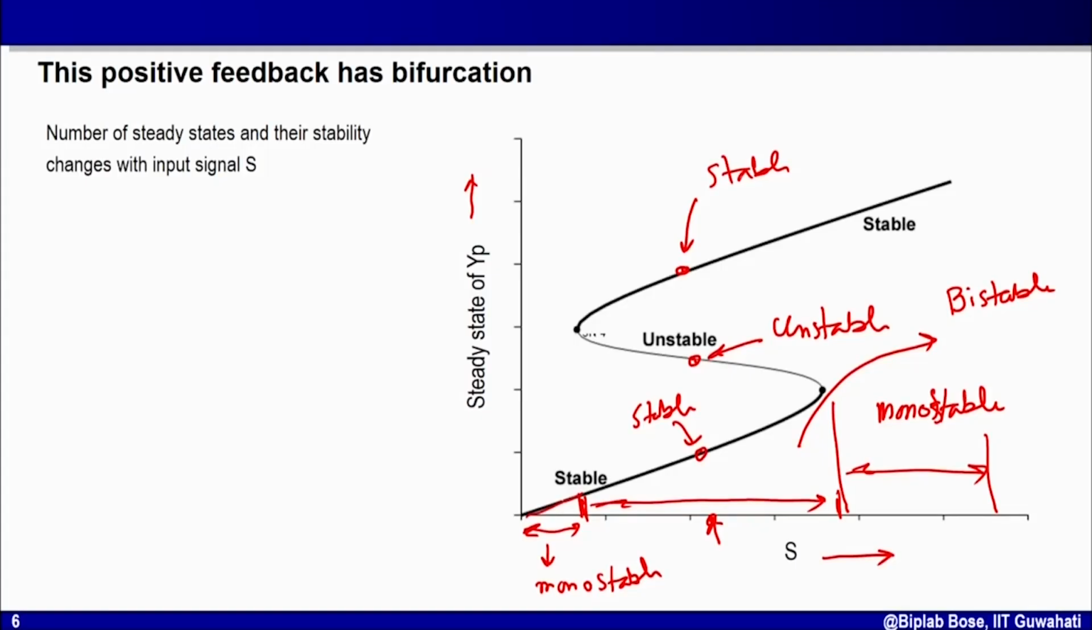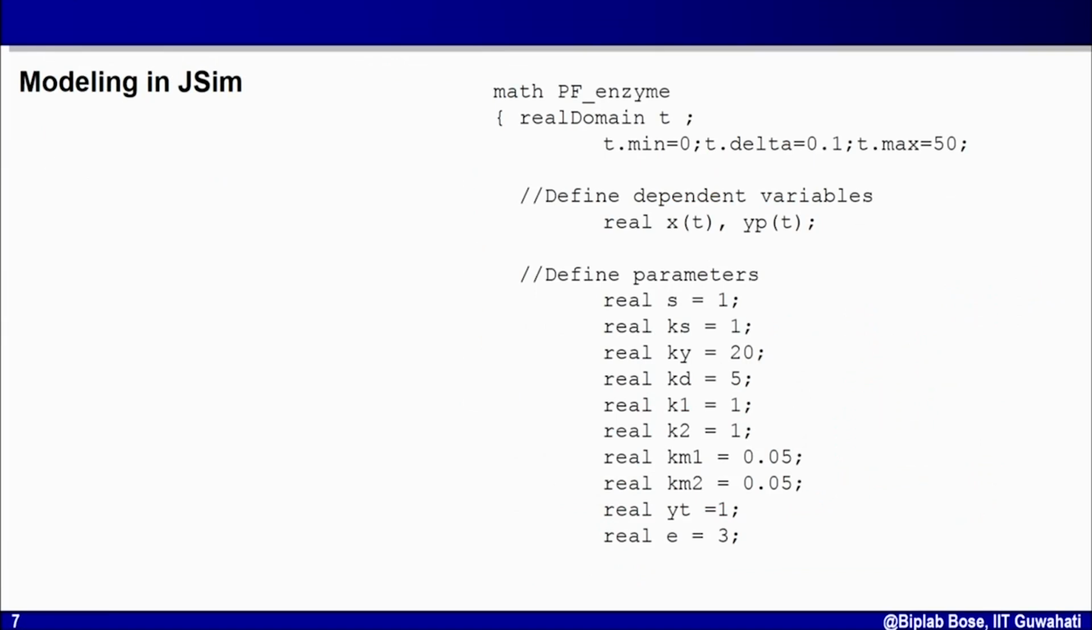So remember, this system has bistability. So let us numerically simulate this system. I will use JSIM again, and the JSIM code is given here. The code is a bit lengthy, that's why I have broken it down into 2 pages. The first part you can see easily. Obviously you first define time. Initial time is 0, maximum time I have taken as 50. I have 2 dependent variables, x and yp, and I have a set of parameter values here.